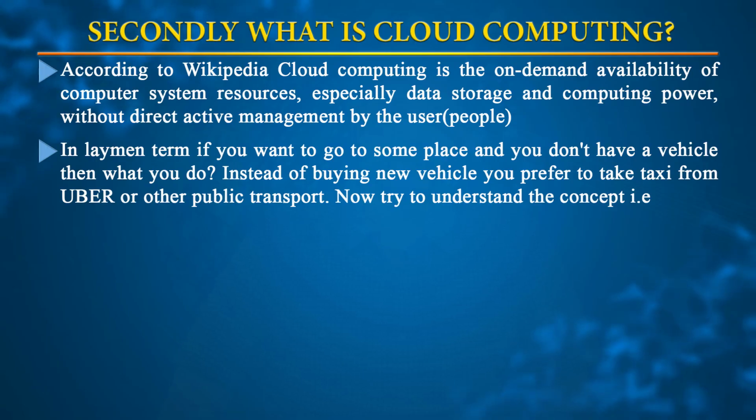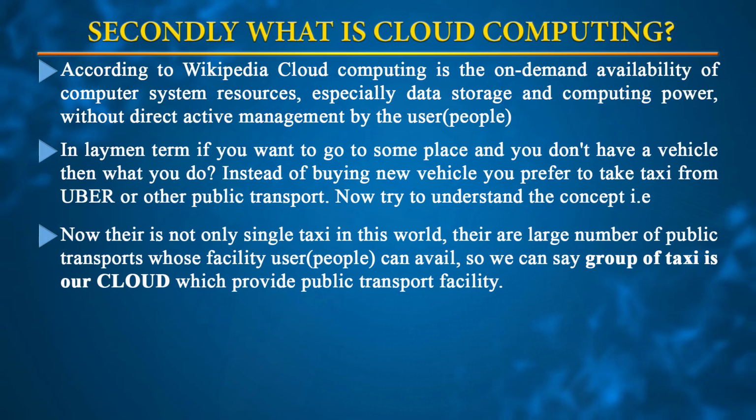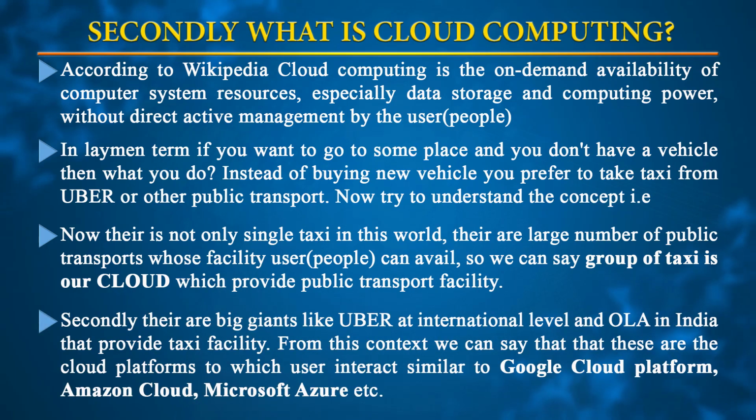Now try to understand the concept. There is not only a single taxi in the world; there are a large number of public transport options whose facility the user can avail. So we can say the group of taxis is our cloud which provides public transport facility. Secondly, there are big giants like Uber at the international level and Ola in India that provide taxi facility. From this context, we can say that these are the cloud platforms with which the user interacts, similar to Google Cloud Platform, Amazon Cloud, Microsoft Azure, etc.